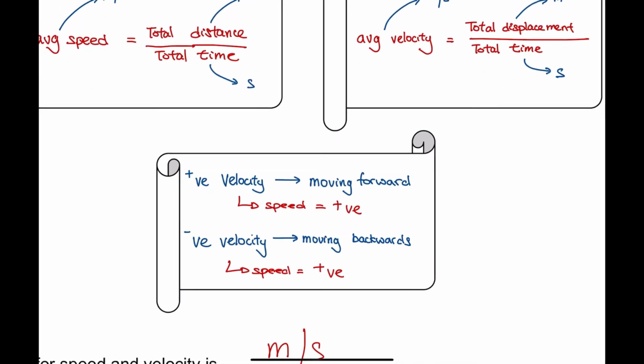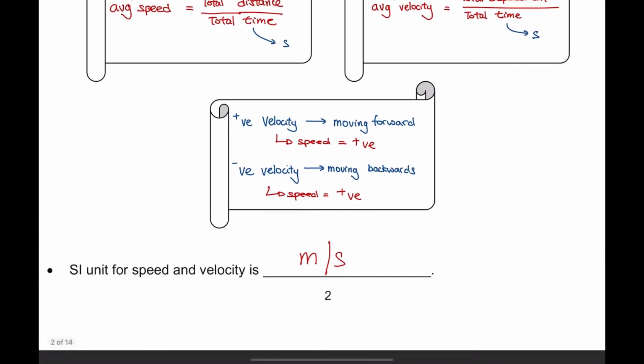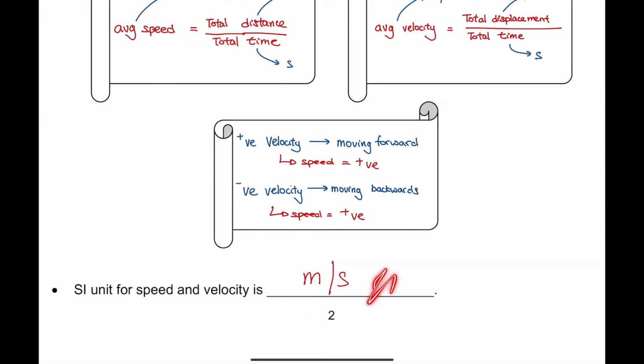If I have something with positive velocity, it means I am moving forward. For example, I'm driving a car, I'm moving forward, that's a positive velocity. My speed is still positive; speed will always be positive. But if, for example, I'm reversing, going in the other direction, my speed is still positive, but my velocity is negative because I am moving backwards. The units for speed and velocity are the same, meter per second, as mentioned before.